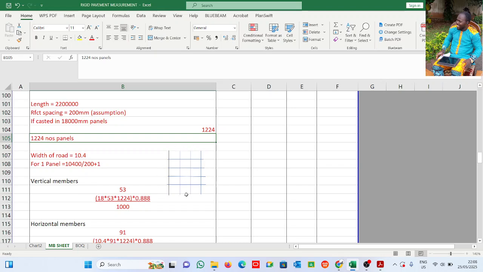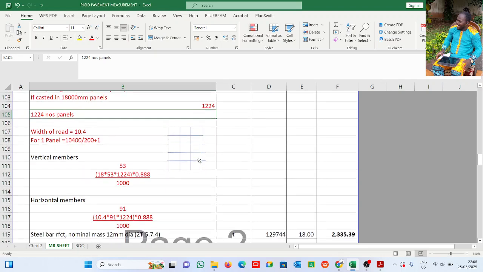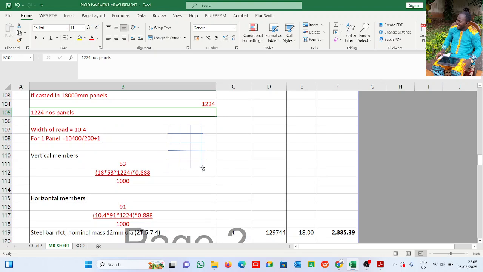All right, so these are the vertical members. Now these are the horizontal members. Of course, we need to calculate the reinforcement. I already did a waste calculation here. These vertical members, of course, we said they are 18 meters, while the horizontal members define the width of the road, which is 10.4. Remember, the road is divided into 2 now, because you have a median in between.